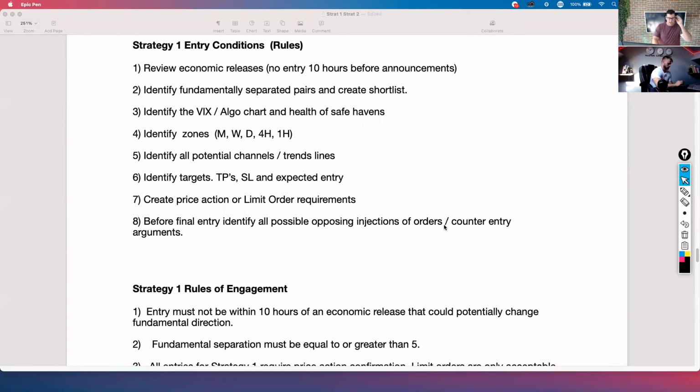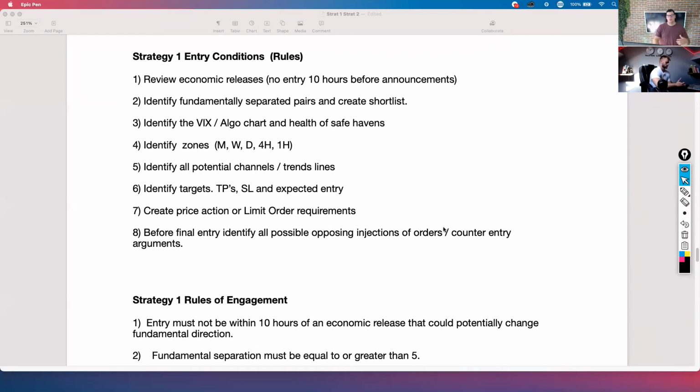Number 6, identify targets, TP, SL, and expected entry. That's what we do after we identify the zones. We identify channels, we do our analysis, we identify targets. We have to prepare. What are we expecting?